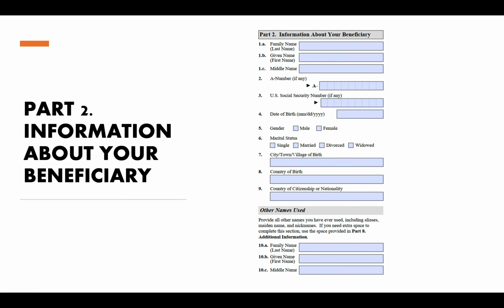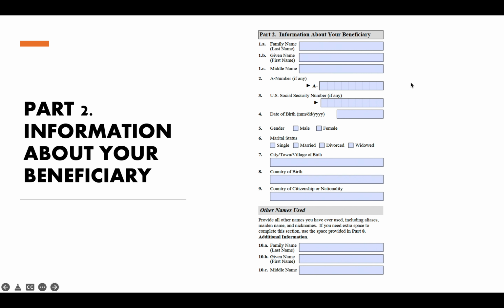Now to Part 2. This is about your beneficiary. The first part from 1A to 1C, please provide your beneficiary's full legal name, and then number 2, if your beneficiary has an alien number, please also provide that, as well as the U.S. Social Security number if applicable. Provide the date of birth in month, date, year format.